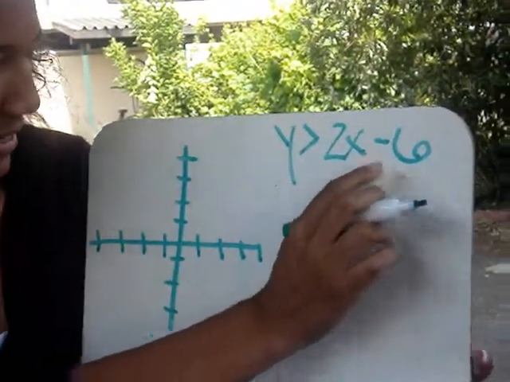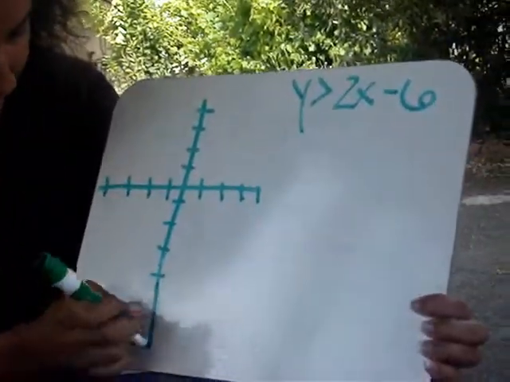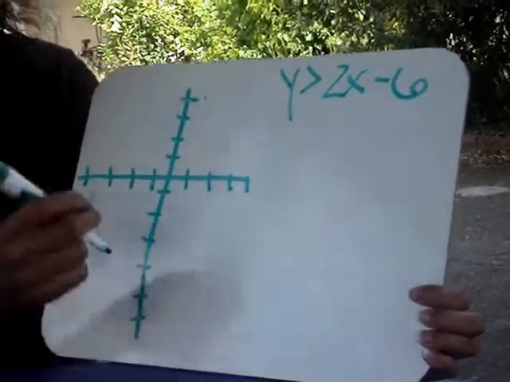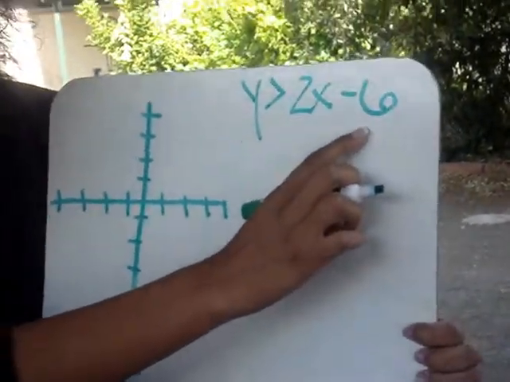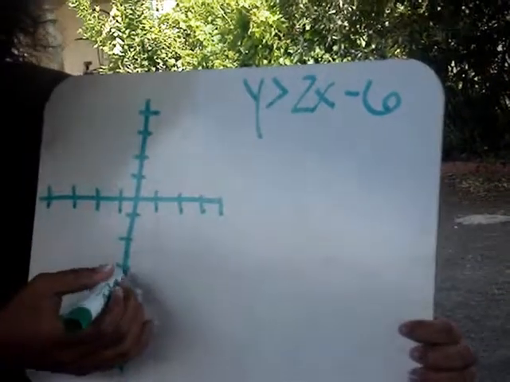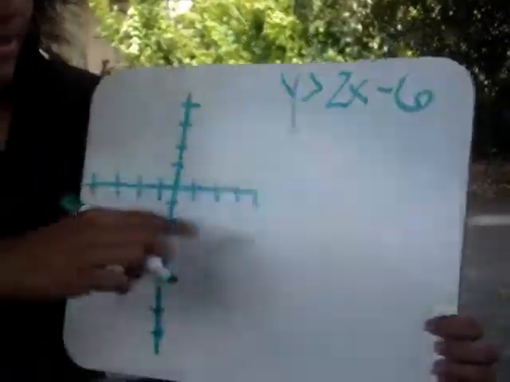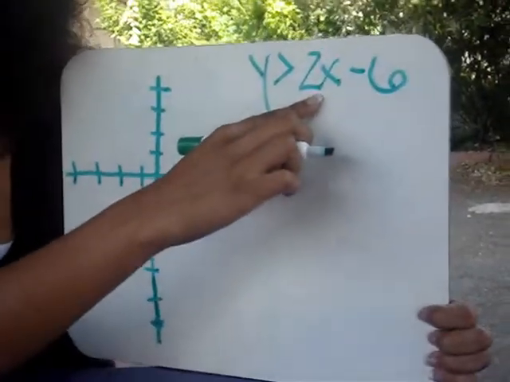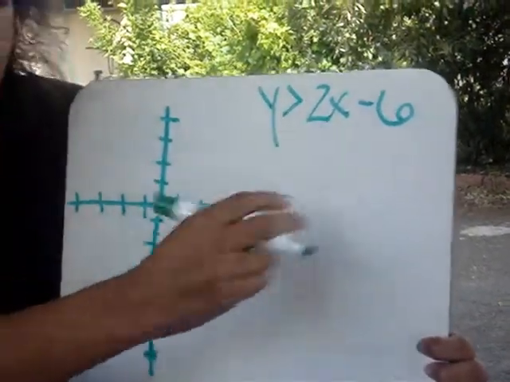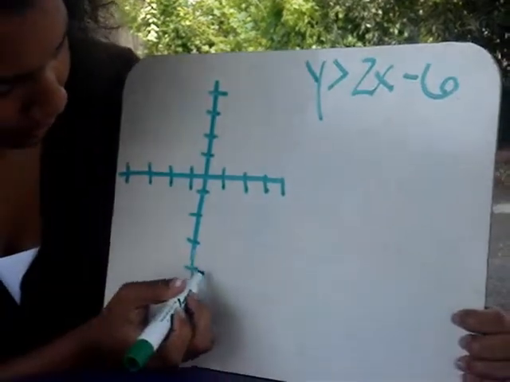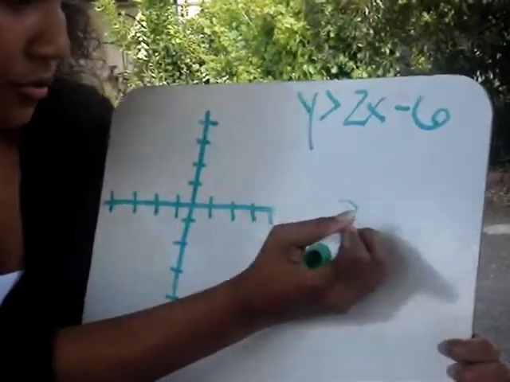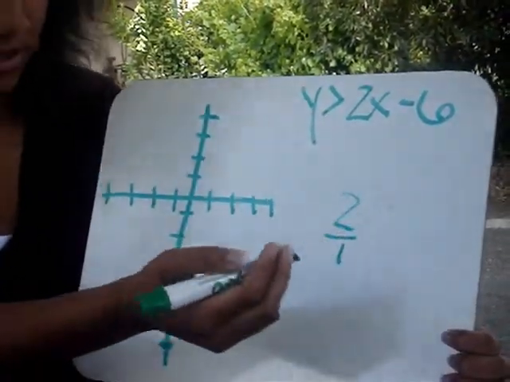y-intercept is negative 6. So let me just make our graph a little longer. We know that it intercepts on negative 6. So 1, 2, 3, 4, 5, 6. We put a little dot right here, and since our slope is 2, we go up 2 over 1, since 2 over 1 is the same as 2.